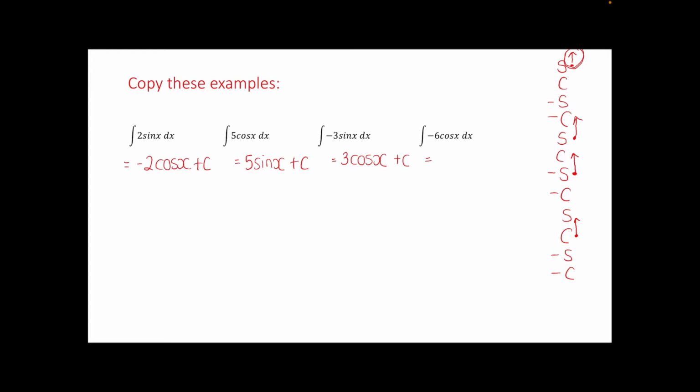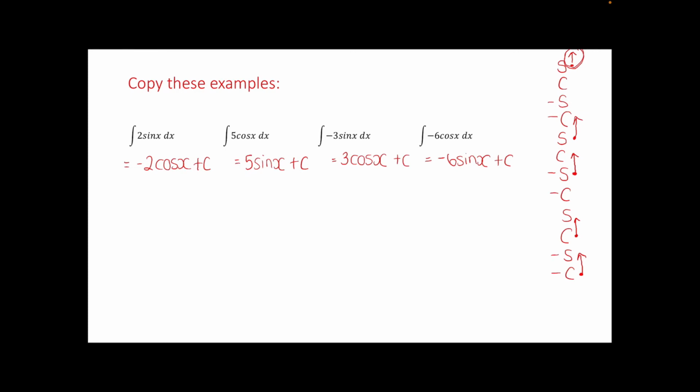Similarly, on this last one, we're starting off with negative cos x dx. If I look for a negative cos, here's negative cos here. Integrate, go up the way. Negative cos goes to negative sine. So that would be negative 6 sin x and plus c at the end.